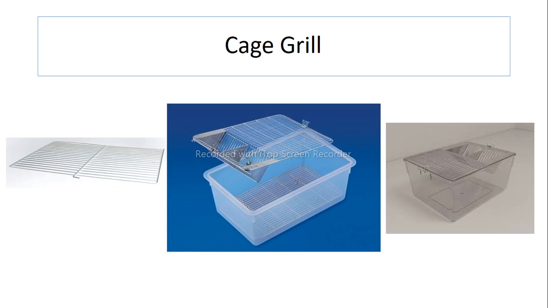Next is the cage grill. This cage grill means this particular lid, you can call it. Cage grills are of two types. The upper one is used for closing purposes, and this cage grill is used when you want to keep your animal in the cage. Suppose you have kept feed there, and the animal might eat the feed remaining in the cage, or there may be contamination. In order to avoid that, these cage grills can be used. These are mainly used in animal houses.